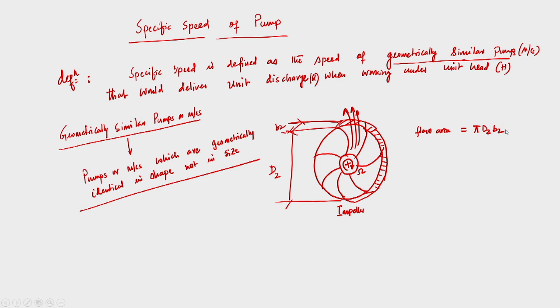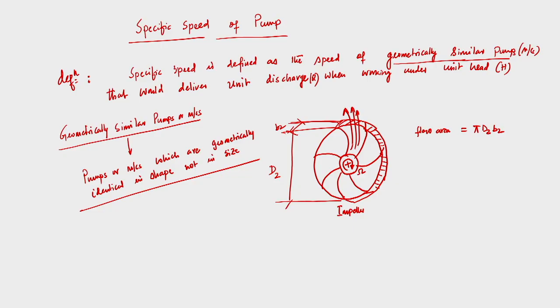So this is the flow area through which liquid is flowing out from the pump, and again I need to draw the velocity triangles, because I am trying to obtain the mathematical expression of the specific speed. For that, of course, I need to use the definition that it is the speed of geometrically similar pumps or machines that would deliver unit discharge when working under unit head.